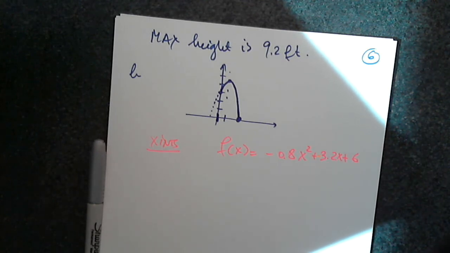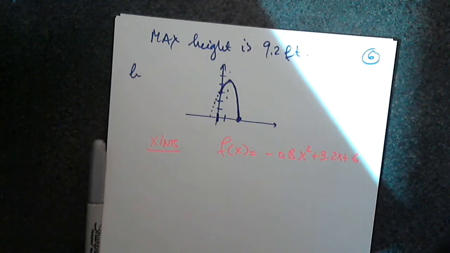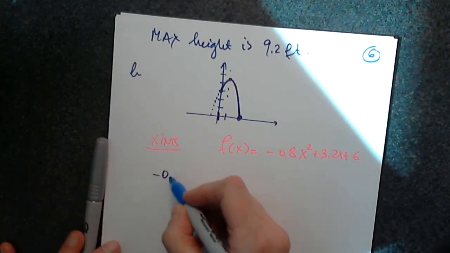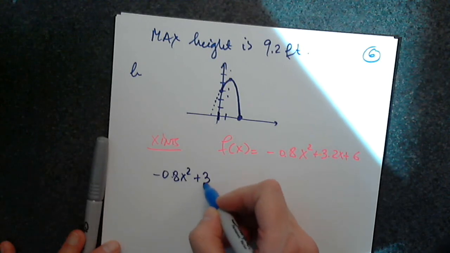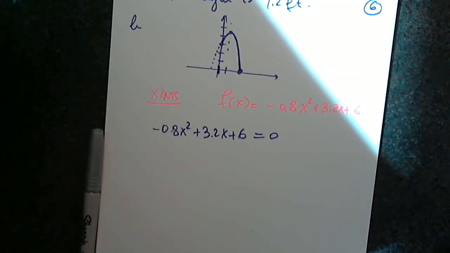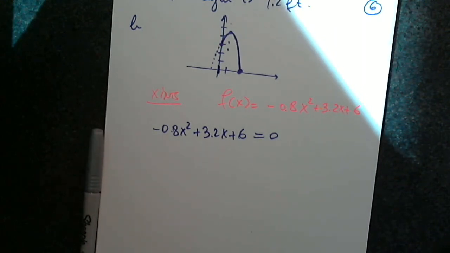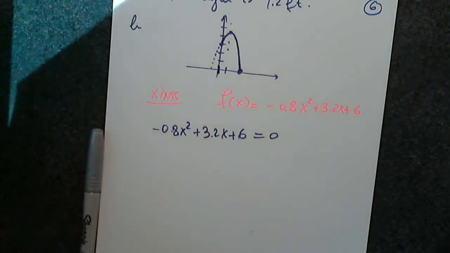So how do I determine the x-intercepts for this function? Perfect. So we set it equal to 0. Negative 0.8 x squared plus 3.2 x plus 6 equals 0. Excellent. You know me, I'm going to ask you, what do you think I am going to do? And I know you know what I am going to do.